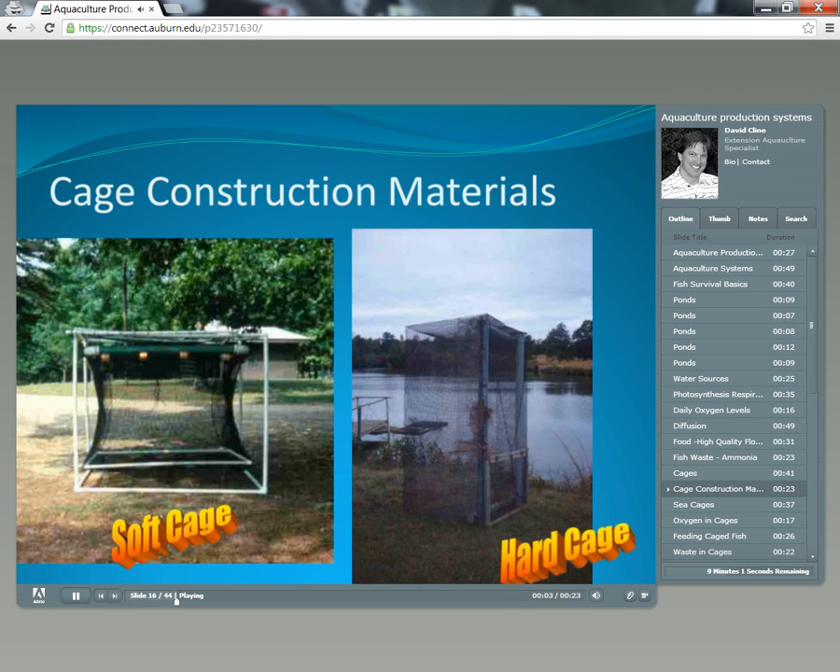Cages are generally constructed from either a soft material, like nylon net, or a hard material like extruded plastic or vinyl-coated wire. Stocking rates in freshwater can vary from 5 to 12 fish per cubic foot, and under ideal conditions, it's possible to grow up to 10 pounds of fish per cubic foot of cage space.